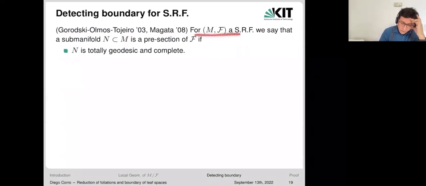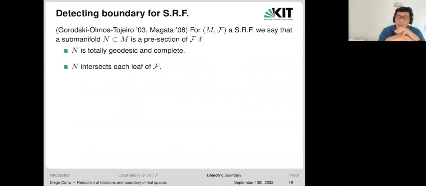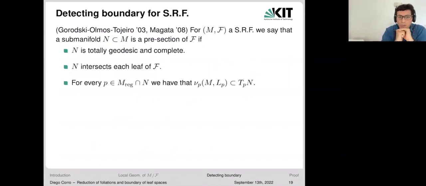So given a singular Riemannian foliation, a submanifold N of M is a presection if, first of all, the submanifold is totally geodesic and complete. Second, the submanifold intersects each leaf of the foliation. And third, for any point P in the submanifold which is contained in the regular subset of M, meaning that the leaf of the foliation that contains P has maximal dimension, the normal space to the leaf must be contained in the tangent space to N.